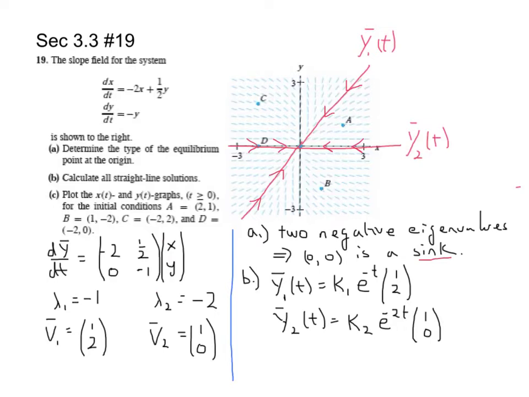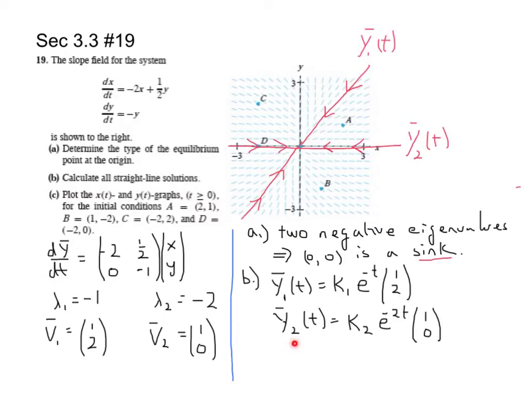Next, it says calculate all straight line solutions. Well, these are our straight line solutions, e to the minus t times (1, 2). So anything that lives along this line, any vector we write along this line, which will be in this form, will solve this system. And I don't have enough room to demonstrate that, but that is absolutely true.